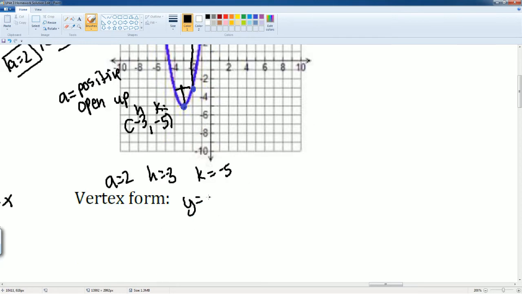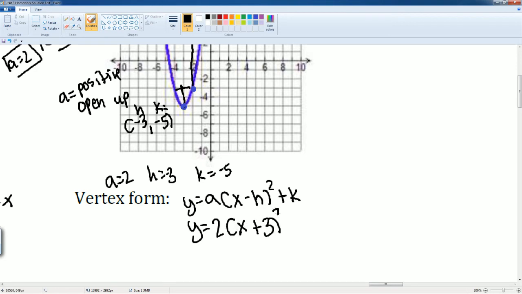Vertex form is y equals a(x minus h) squared plus k. So write this in. 2, positive because it's opening upwards, (x plus 3) squared minus 5.